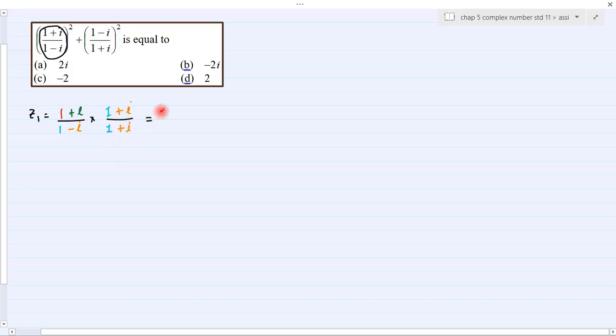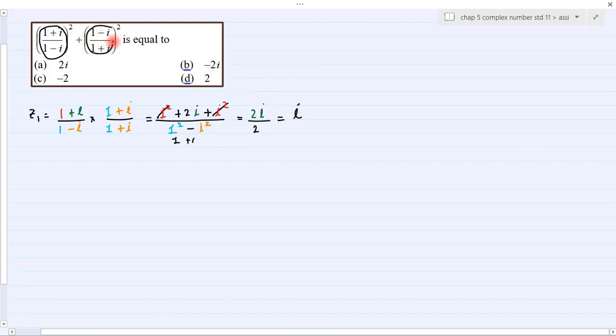So here we'll get 1 square plus 2i plus i square upon, in denominator we have a minus b and a plus b, or we can say 1 square minus i square. So this i square and 1 will be cancelled out and we will get 2i. And in denominator we will get 1 minus minus 1, or we can say plus 1. So your z1 is simply i.